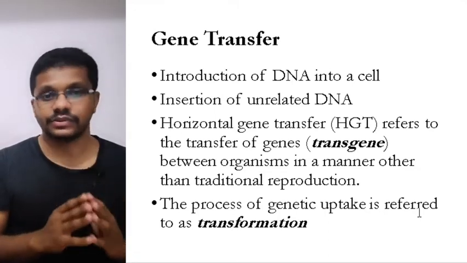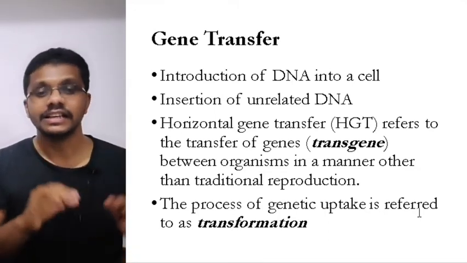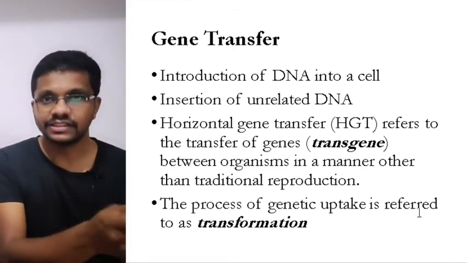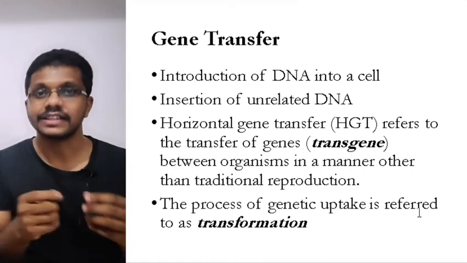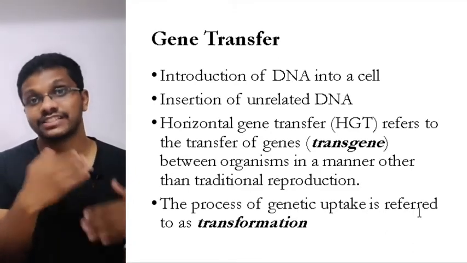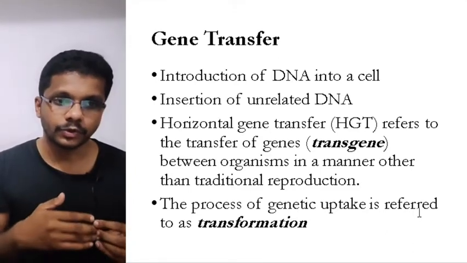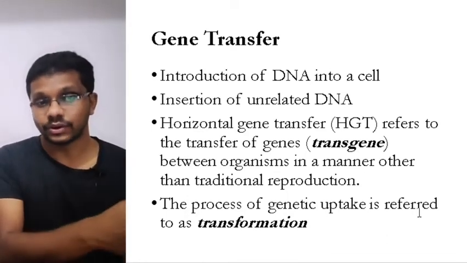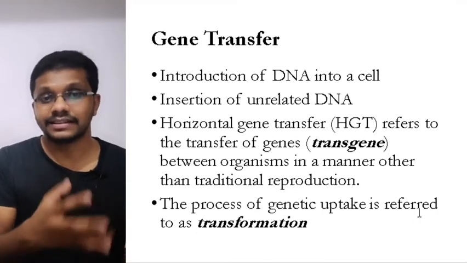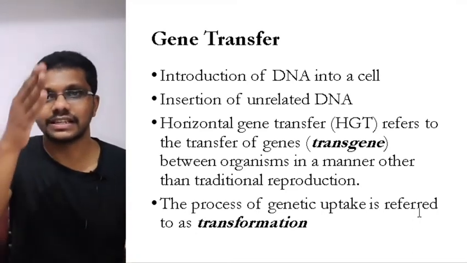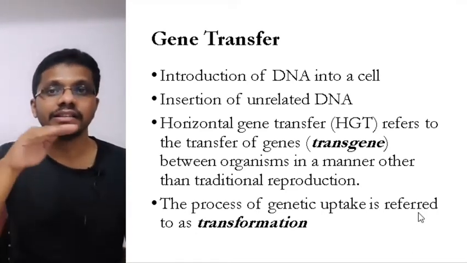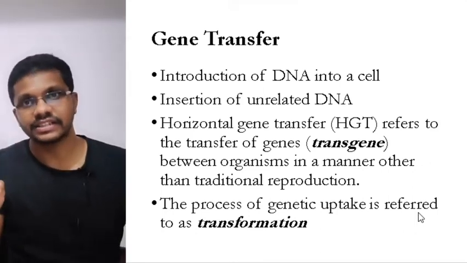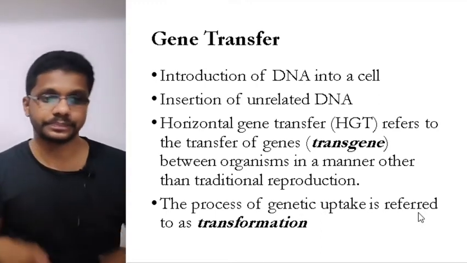The DNA or the gene we are transferring from one organism to another is called a transgene. So the gene which is transferred is called a transgene. In horizontal gene transfer, the transgenes are transferred between organisms in a manner other than traditional reproduction. Traditional reproduction is the vertical gene transfer. The gene transfer we are talking about here is the horizontal gene transfer, transferring DNA from one organism to another.